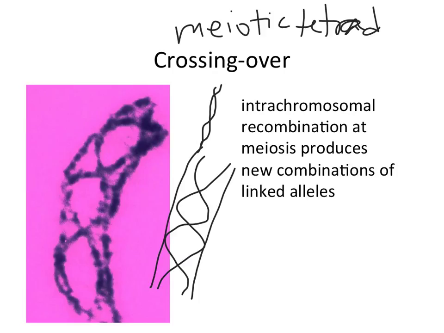And what's happening is, it looks like the chromosomes are physically breaking and switching parts with each other. And that's what crossing over is. In meiosis 1, when those 4 sister chromatids are all lined up in a tetrad, the chromosomes physically break and switch parts with each other.